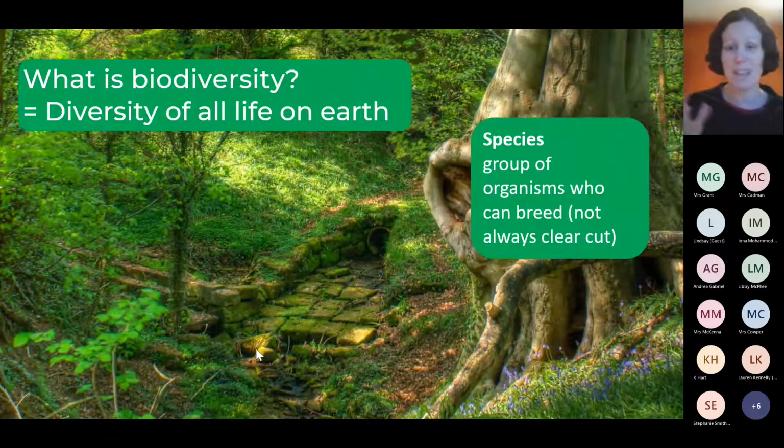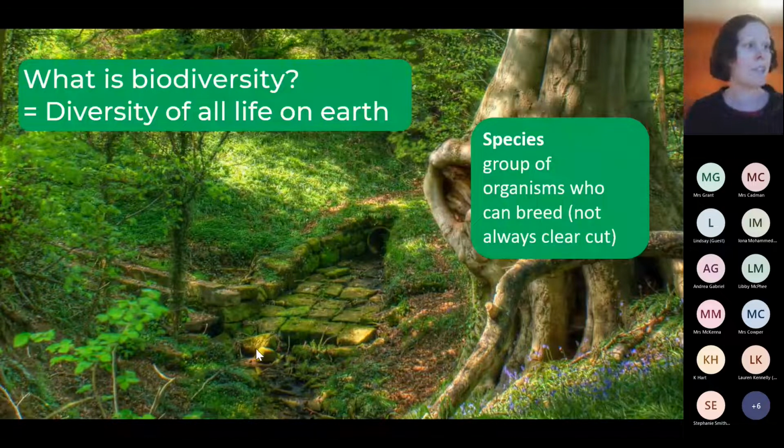So for really younger pupils, it's just different types of animals and plants that they can see and then they can identify, and that has a different name. That's quite a good way of thinking about it for younger pupils. So we want lots and lots of different species. We want all different types of varieties.